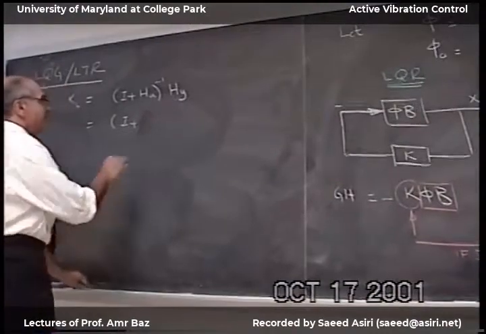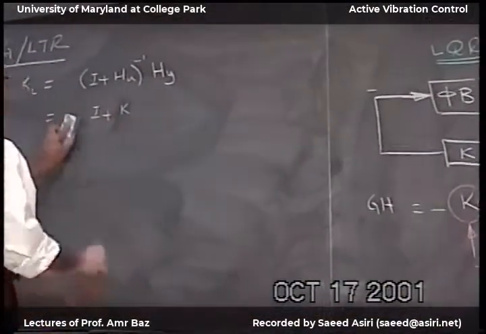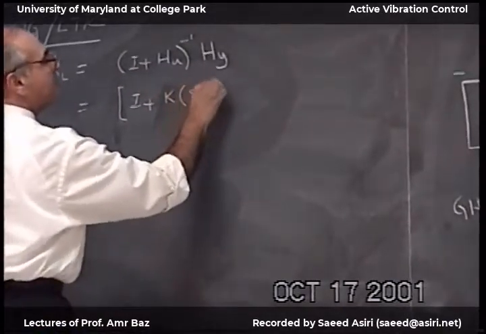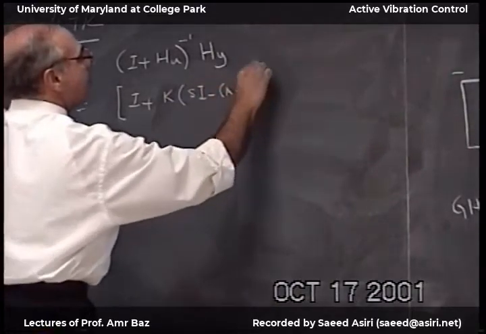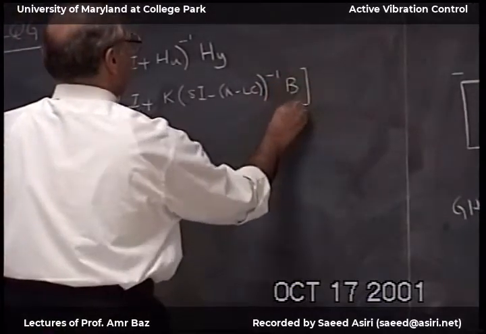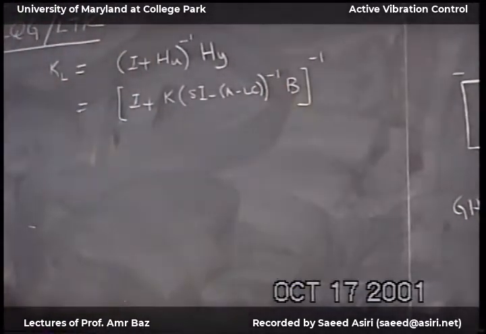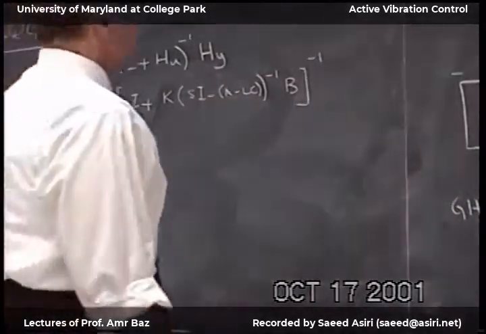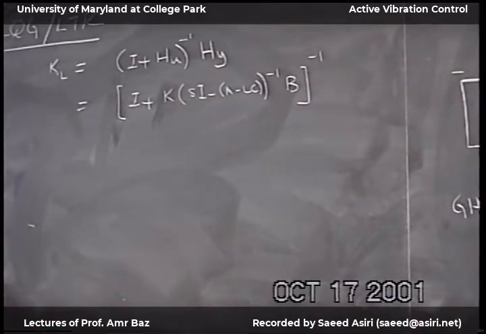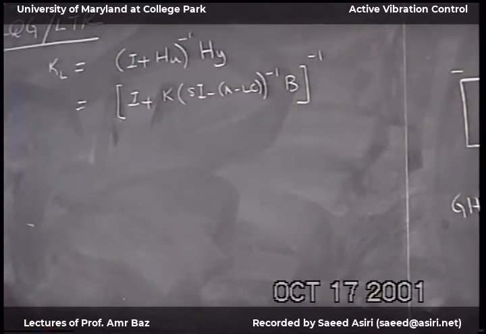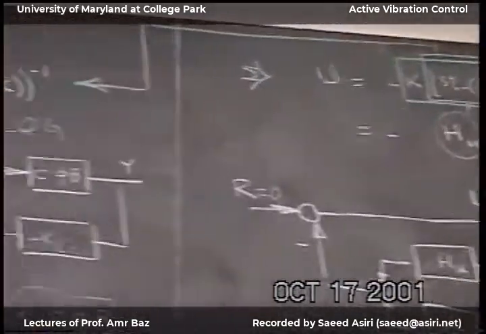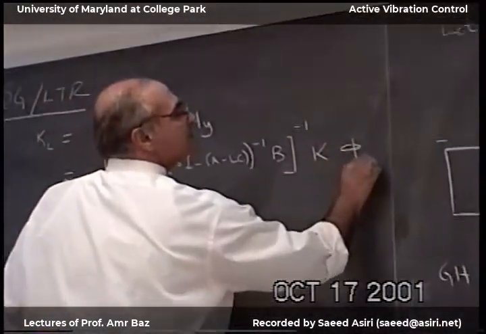So we have K, SI minus A minus LC, the inverse, and then B, and then the whole thing is inverse, and then HY is what we have here. Is again K and phi 0. And L.